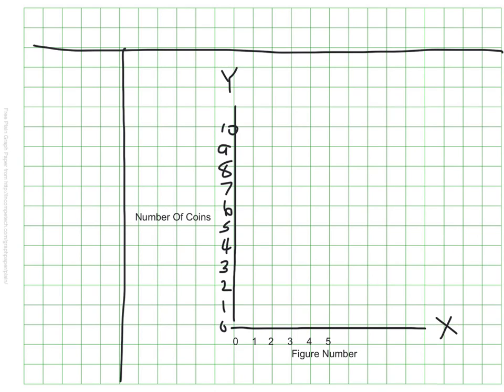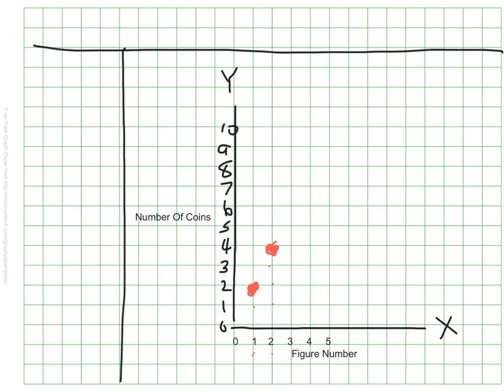Figure 1, we know, has 2 coins. So I'm going to go over to 1 on the x-axis, which talks about figure numbers. And then I'm going to go up to 2 on the y-axis. 1, 2. And I'm going to make a point here. So this represents that figure 1 has 2 coins. Figure 2, I'm going to move over to figure 2 here. Figure 2 had 4 coins, so I went over to figure 2 and I'm going to go up 1, 2, 3, 4 and make a big dot here to show that figure 2 has 4 coins.